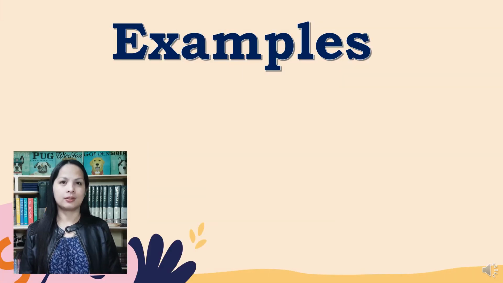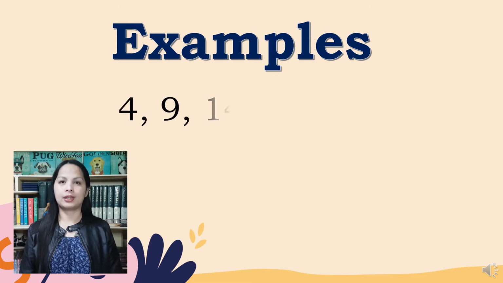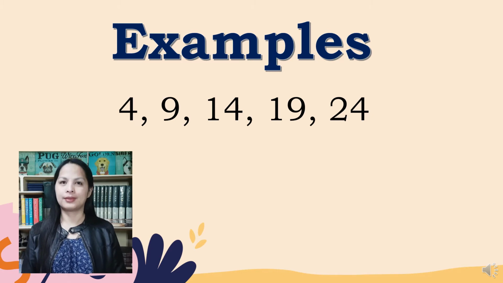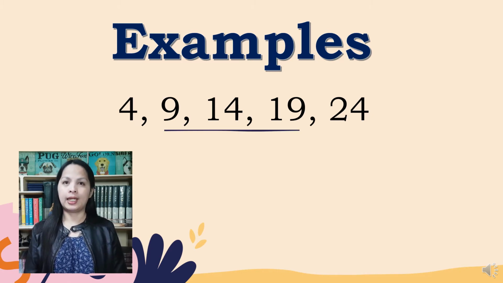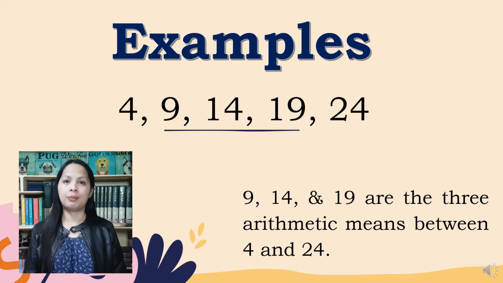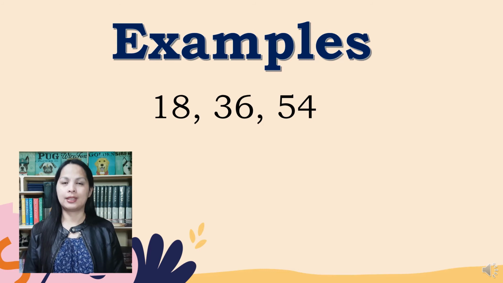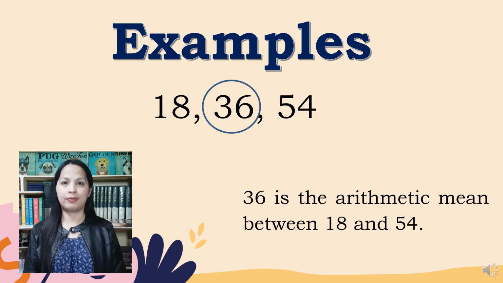Let's have another one. Look at this arithmetic sequence. 9, 14, and 19 are the three arithmetic means between 4 and 24. Likewise, in this arithmetic sequence, 36 is the arithmetic mean between 18 and 54. I hope that you were able to understand the definition of arithmetic mean.